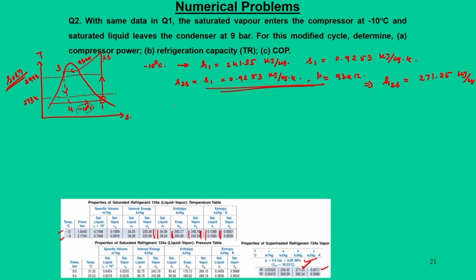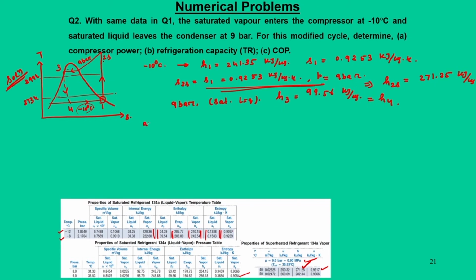Then again at 9 bar, from the saturated liquid table, we can find the value of H3 as 99.56 kilojoule per kg. So, that is also equal to H4. So, you know all the values H1, H2, H3, H4.